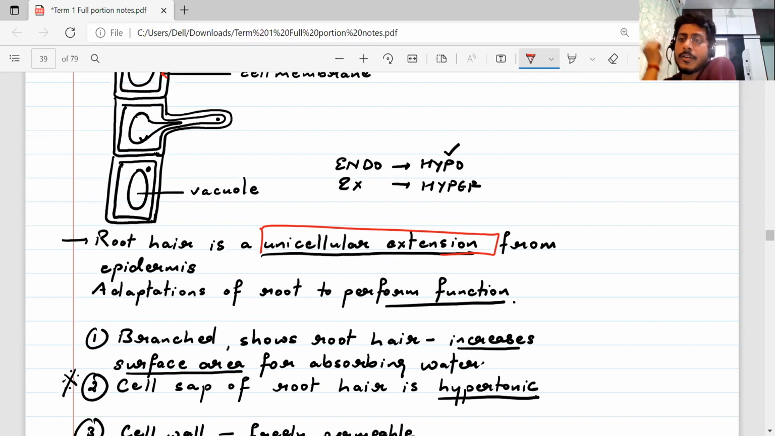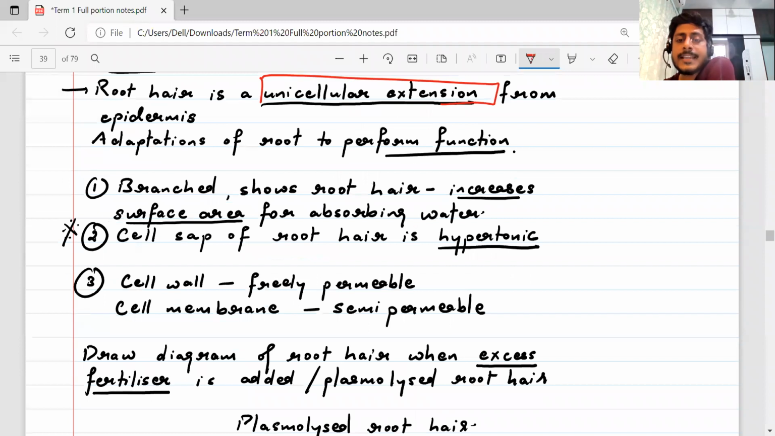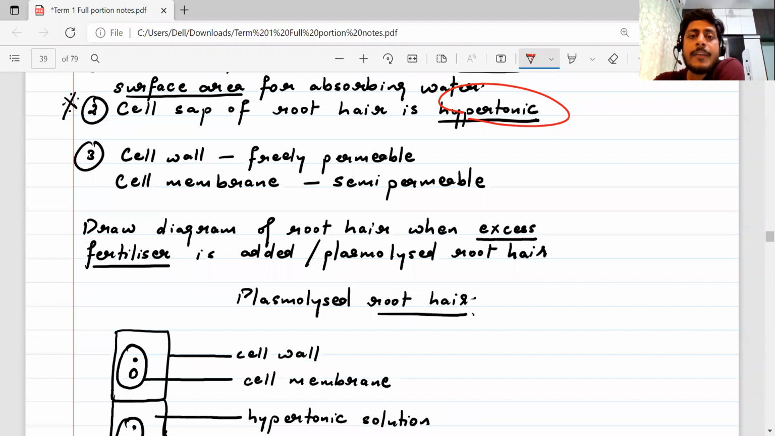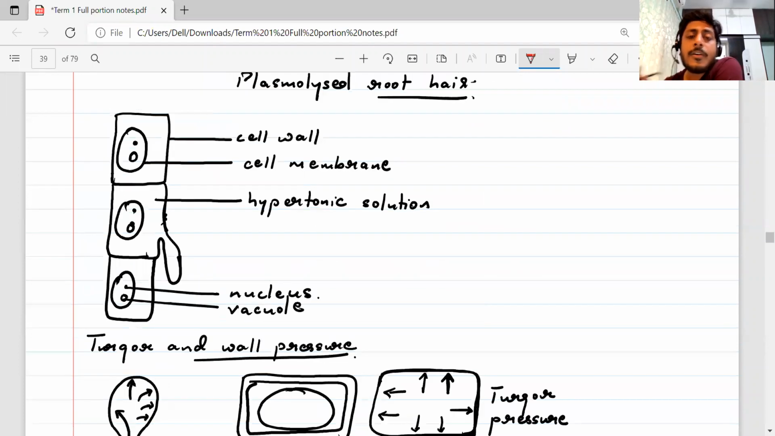Root hair is unicellular, that is one concept. The other concept is that the cell sap of root hair is hypertonic, which is marked here. Distinguishing on permeability we have already seen. When they ask you to distinguish on the basis of hyper and hypotonic, or on the basis of permeability, it is freely permeable versus semi-permeable. If they ask on the basis of composition, then cell wall is cellulose, cell membrane is lipoprotein.